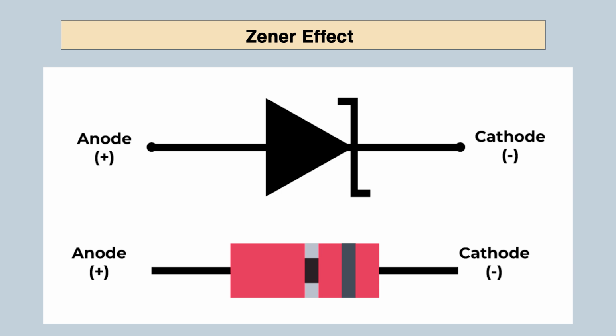This is the symbol for Zener diode. Here you can see there are two terminals. Positive terminal is anode and the negative terminal is cathode. We can see the symbol as well as how the diode physically looks when we have it in our hand. So, upper one is the symbol and second one is the picture of the diode.